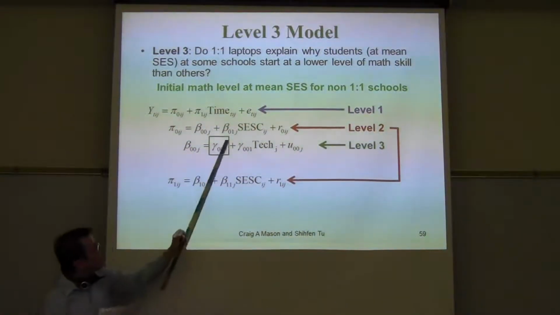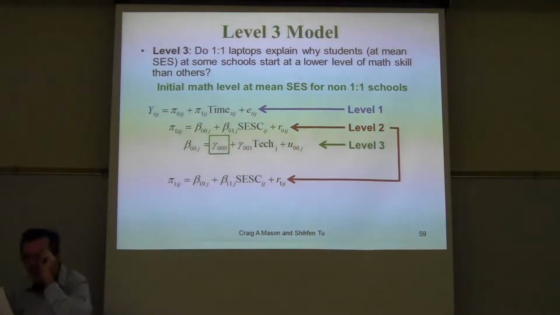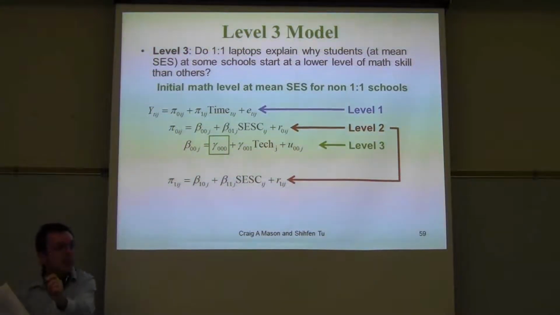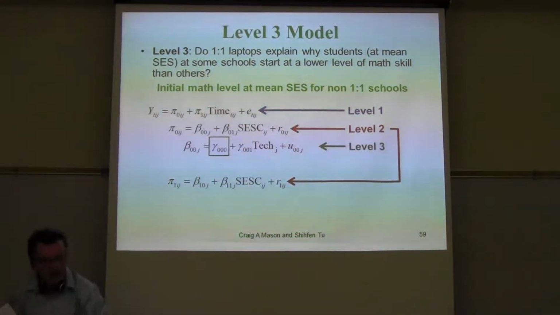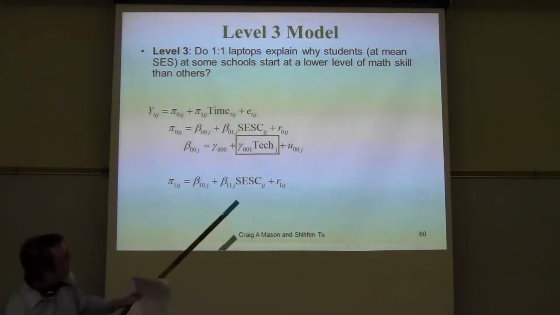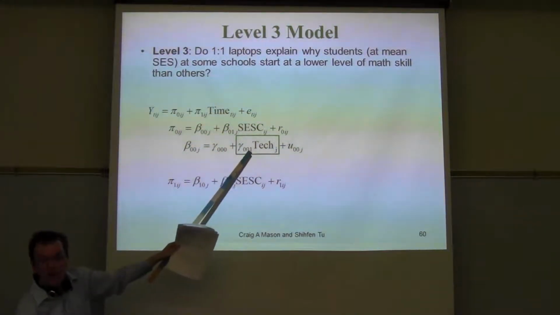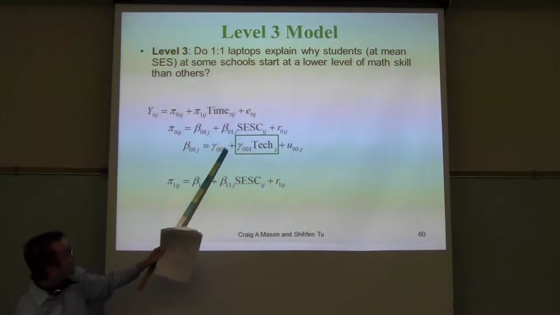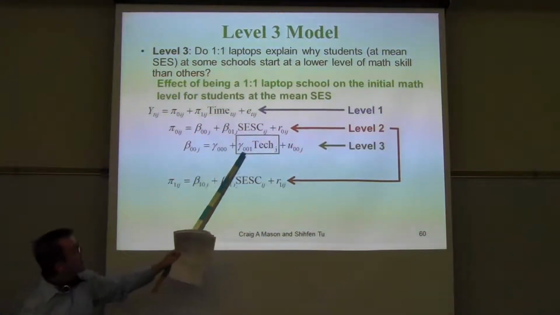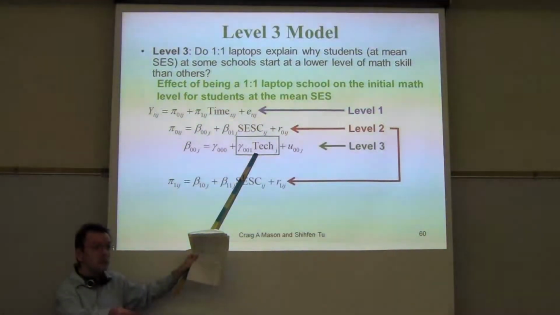So that value is calculating that baseline for the average kids in non-laptop schools, which is going to be estimated by that gamma 0, 0, 0. This is the tech effect. That's that laptop effect. Or how much does that baseline score increase if you're in a laptop program, or a laptop school, I should say.